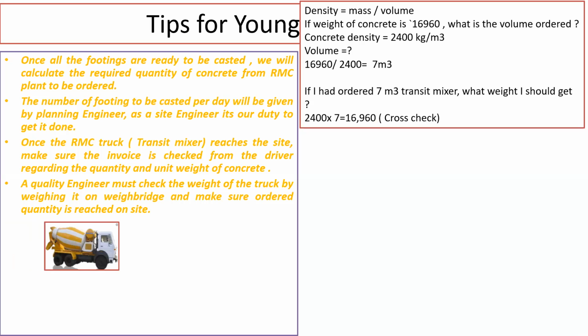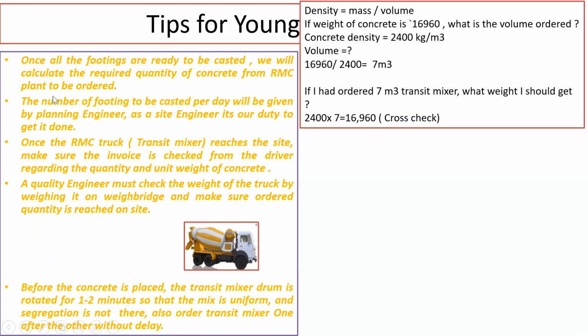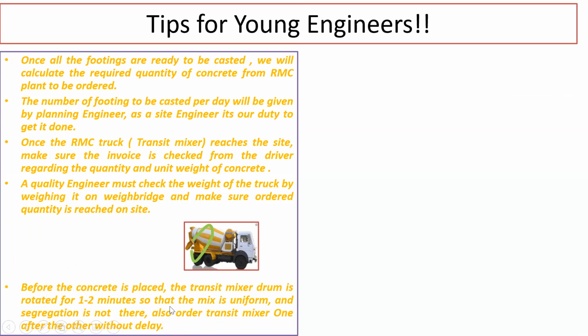You order a transit mixer, and it will come to the site. As I always mentioned, before the concrete is placed, the transit mixer drum is rotated for 1 or 2 minutes so that the mix is uniform and segregation is not there, right? Whenever a transit mixer arrives at a site, make sure the rotating drum is rotated for 30 seconds to 1 minute, so that you get a uniform mixture and there is no segregation. Otherwise your coarse aggregate is somewhere here and your cement paste and fine aggregate is somewhere else. That shouldn't happen. You should get a uniform mixture, only then are you going to get good quality concrete.